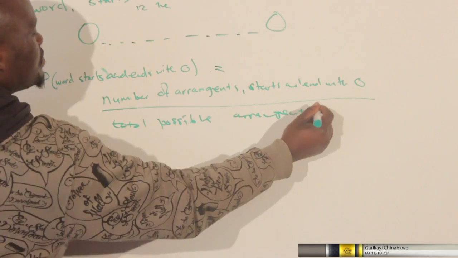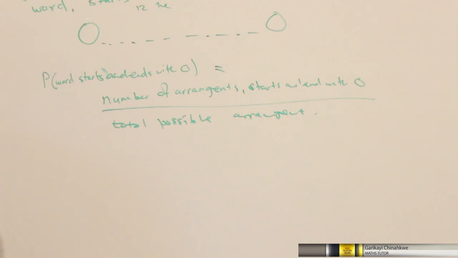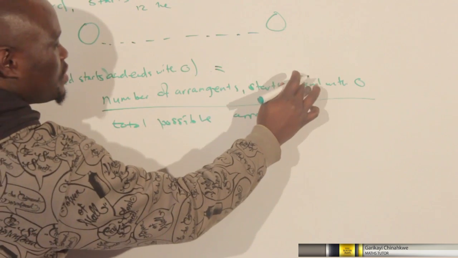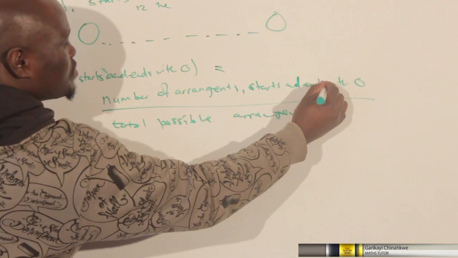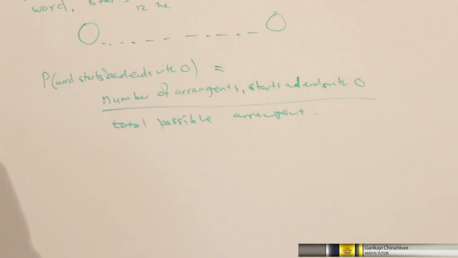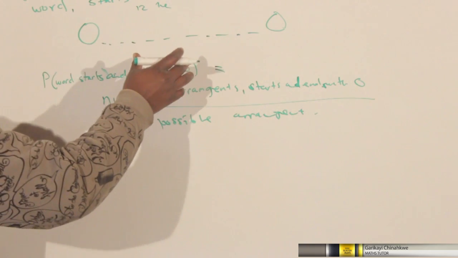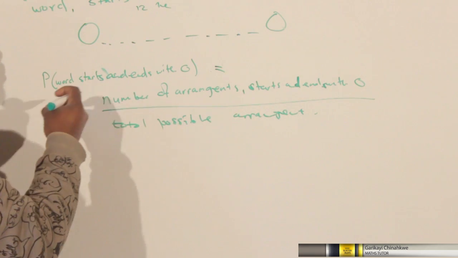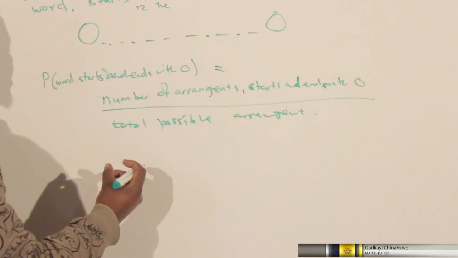Okay, total number of possible arrangements. Let's start with the numerator: the number of arrangements whereby the word starts and ends with O. We know that there are 12 letters, and in between there are 10 letters, so we are going to arrange 10 letters.